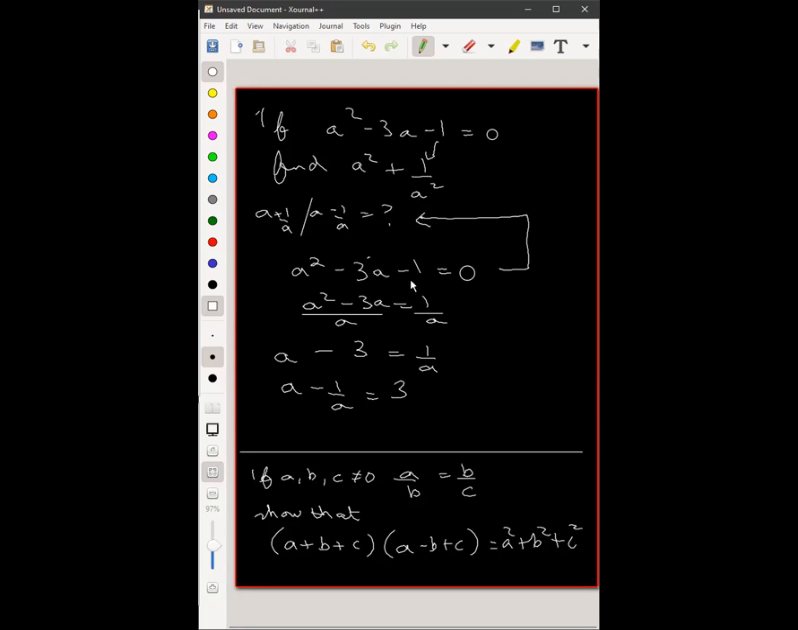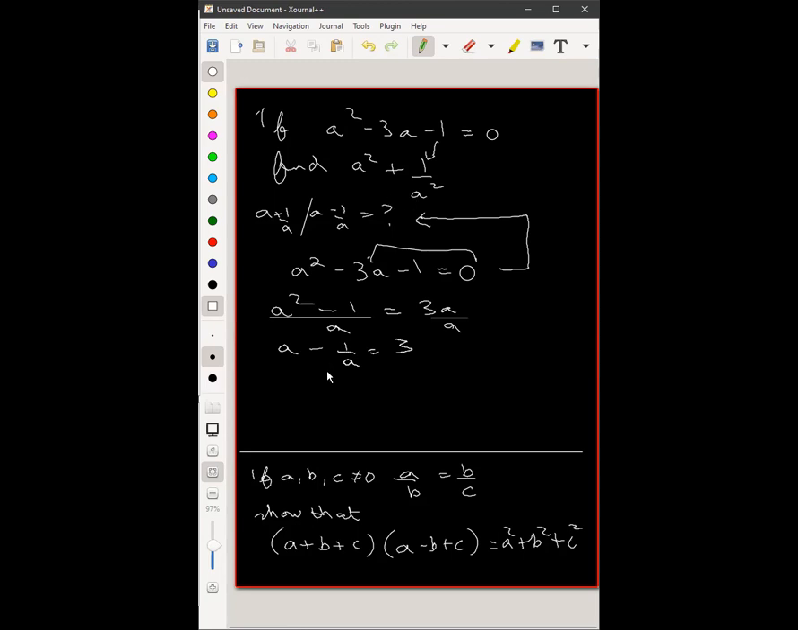So instead of doing this, what I should have actually done is take minus 3a on the other side. So I'll get a squared minus 1 is equal to 3a. Dividing both sides with a, I'll get a minus 1 by a is equal to 3. Now can you tell me how to solve this further, Sarah? Ramya, that's correct. Now what do we do?